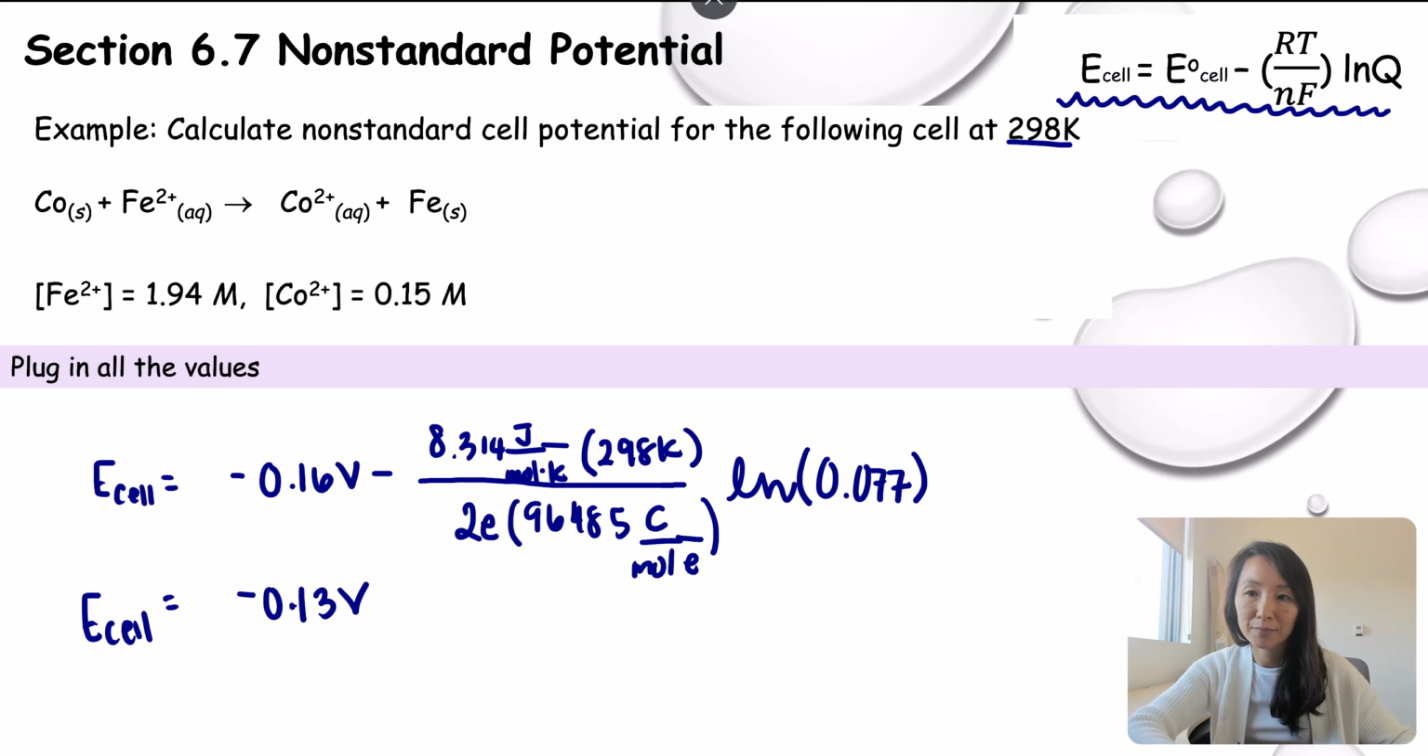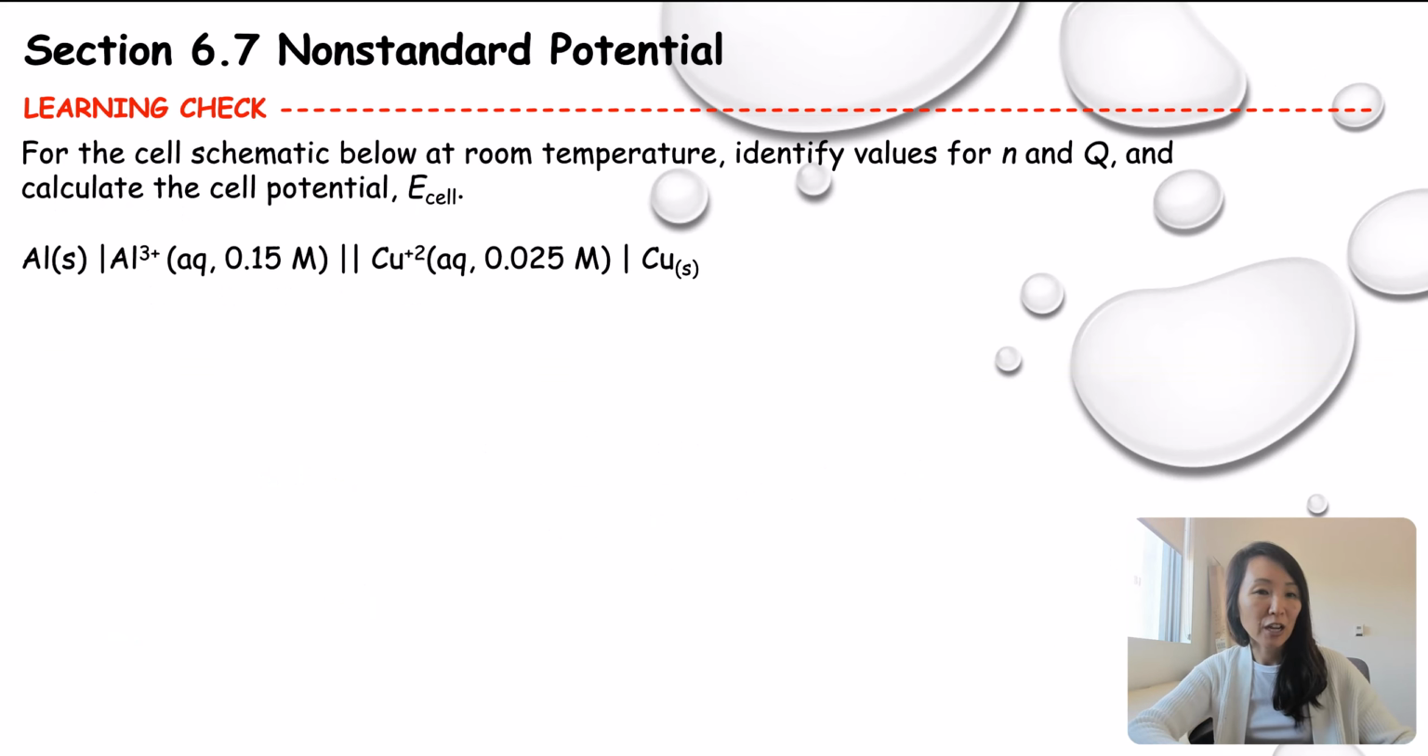Let's try this learning check. For the cell schematic below at room temperature, identify the values for n, the number of electrons being transferred, Q, the reaction quotient, and the cell potential. Already you can tell this is a non-standard potential because the molarities are not 1. Room temperature is 25 degrees Celsius, which is the same as 298.15 Kelvin. So let's go ahead and try this.